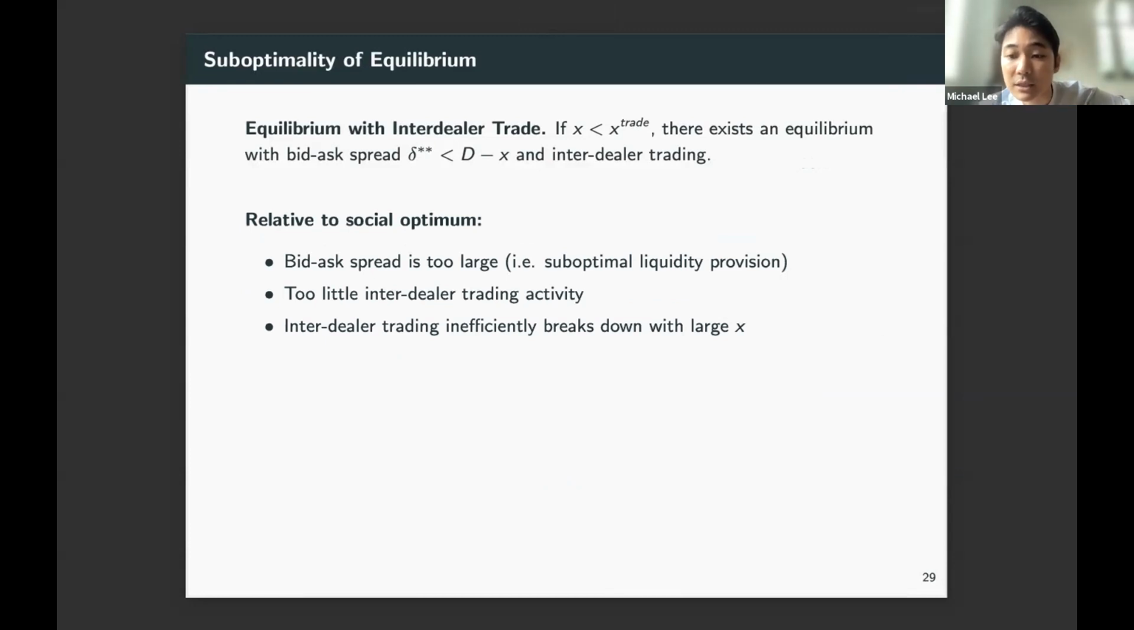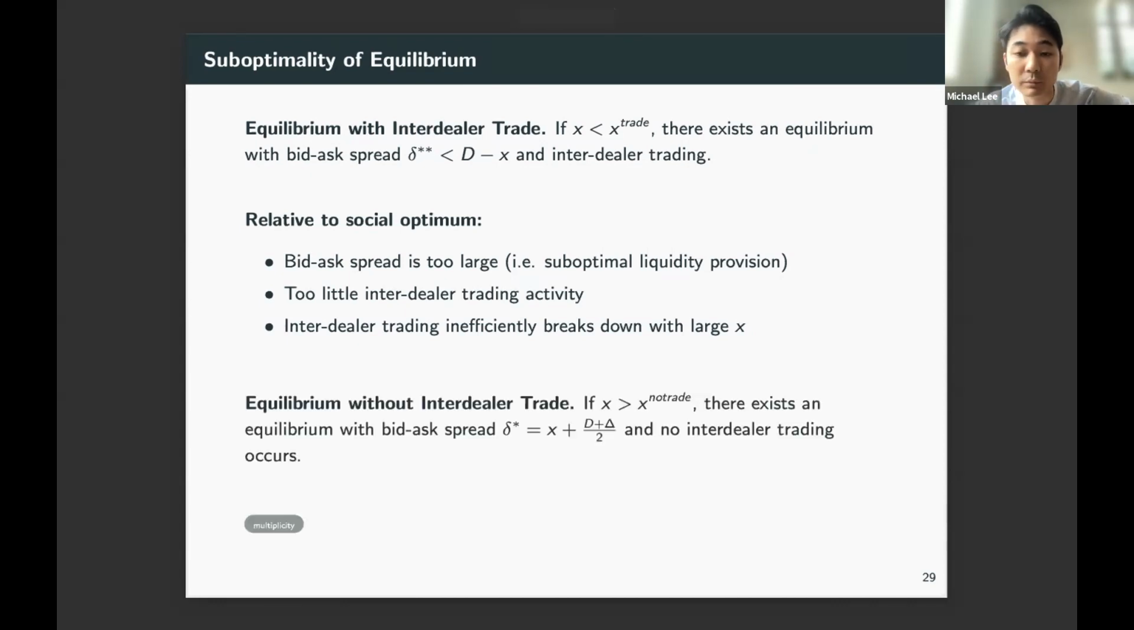They're not internalizing these benefits from having more interdealer trading and also providing this liquidity to these traders. And so we have suboptimal liquidity provisions, too little interdealer trading activity, and also interdealer trading can inefficiently break down as well. Now, in the interest of time, I'm going to skip over this other equilibrium where interdealer trading can break down.